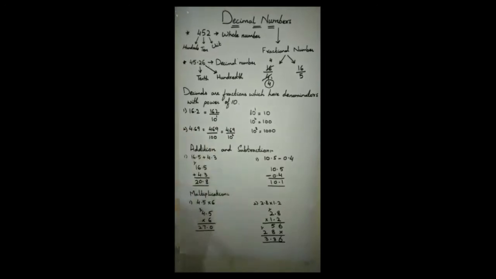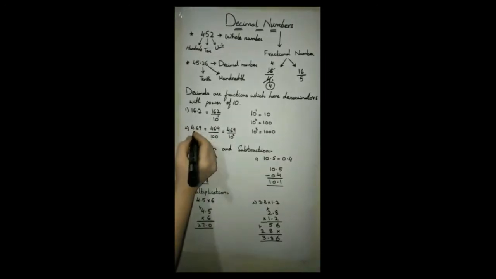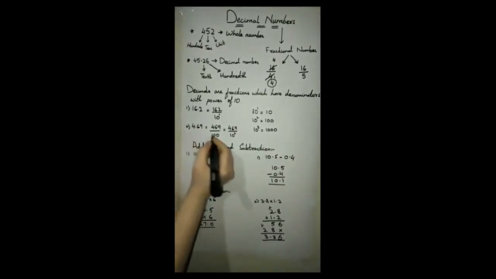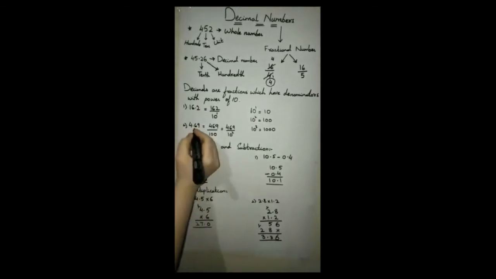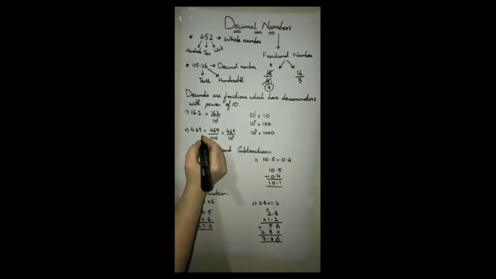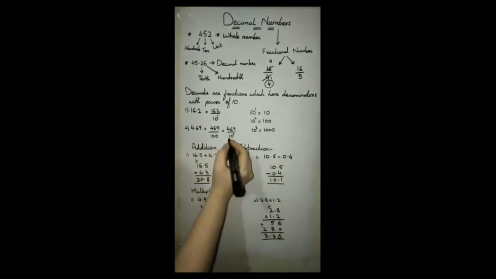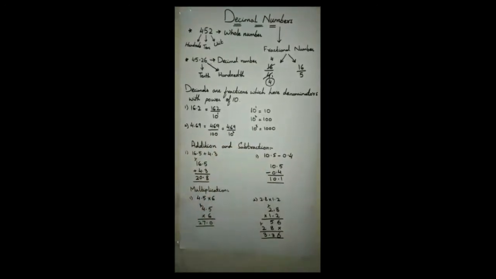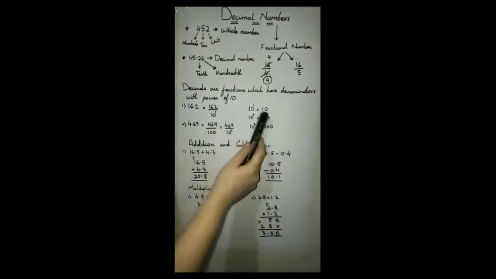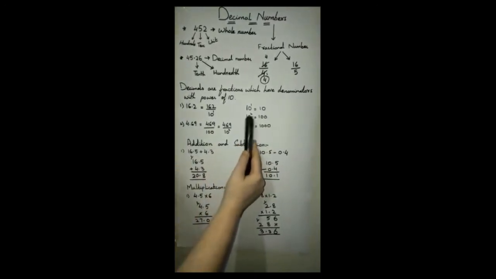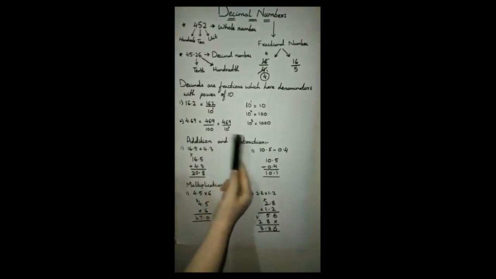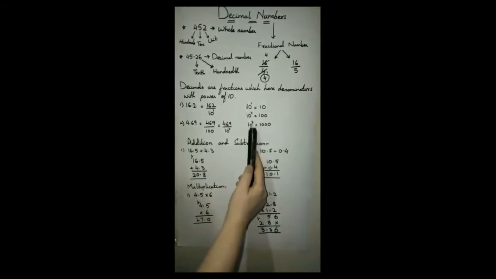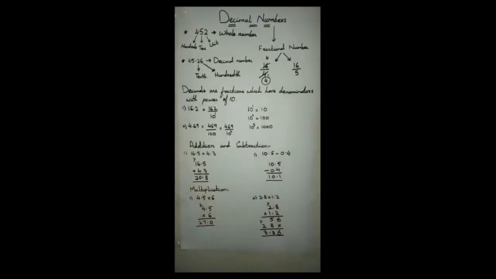Because only one number is after the decimal point. The second example is 4.69. If I want to remove this decimal point, I will write 100 here. Why am I writing 100 here? Because I have two numbers after the decimal point. 469 upon 100 can be written as 469 upon 10 power 2. 10 equals 10 power 1. 10 power 2 equals 100. That's why I am writing 100 and 10 power 2. Both are equal to each other. 10 power 3 equals 1000.